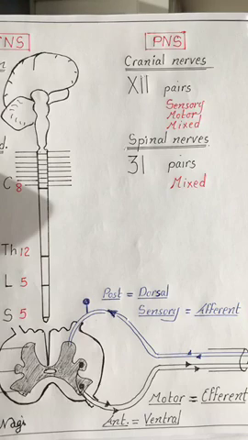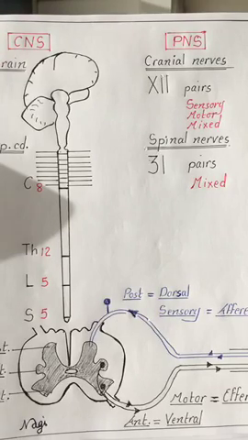The autonomic nervous system is that part of the nervous system that controls involuntary actions. That is, the smooth and the cardiac muscles, the exocrine and endocrine glands.